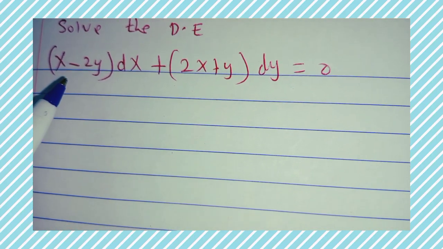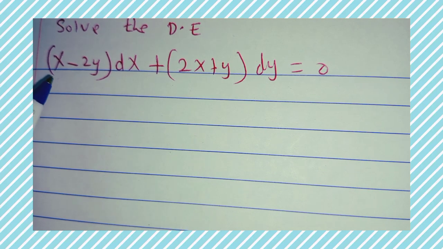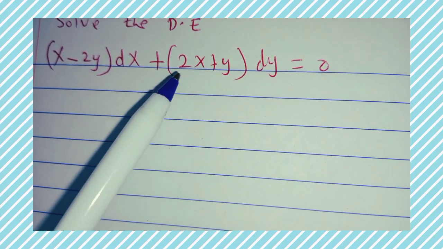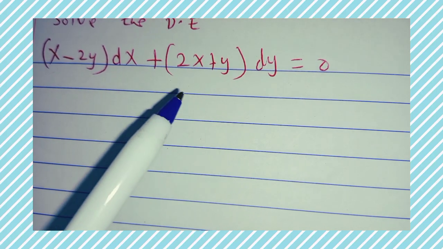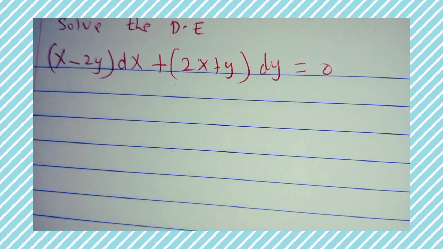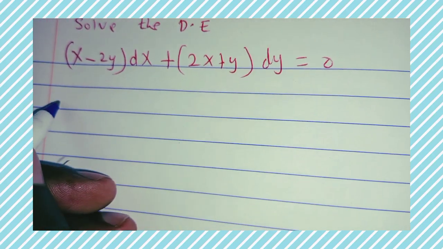We are focusing on how to solve this homogeneous equation, whereby we are given (x − 2y) dx + (2x + y) dy = 0. So the first step which you do is to check whether it is homogeneous.